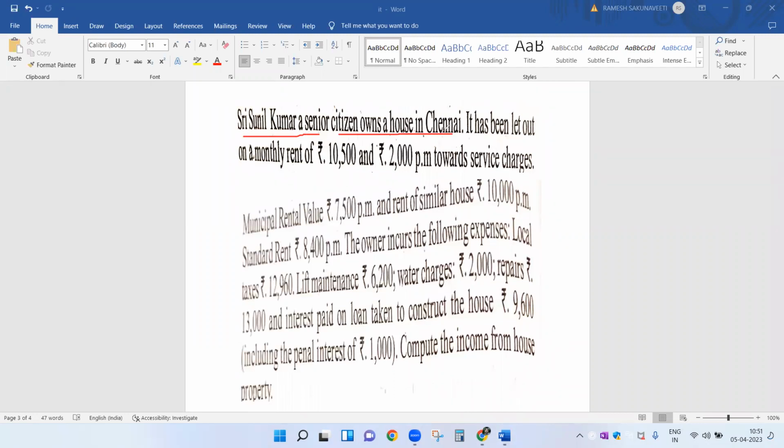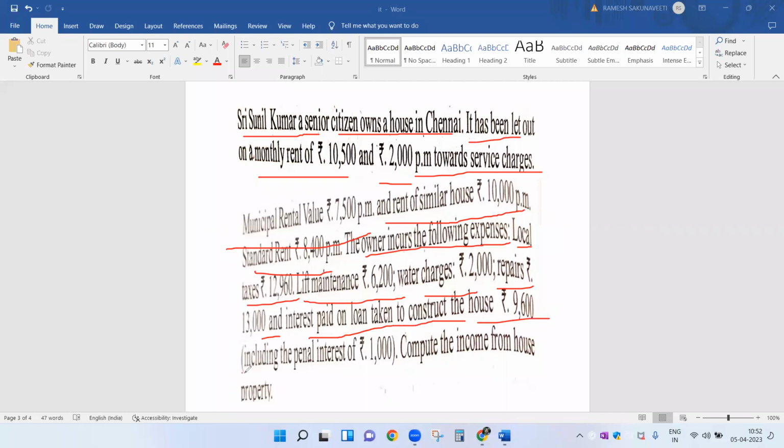Sri Sunil Kumar is a senior citizen, owns a house in Chennai. It has been let out on a monthly rent of 10,500 and 2,000 per month towards service charges. Municipal rental value 7,500, rent of similar house 10,000 per month, standard rent 8,400 per month. The owner incurs the following expenses: lift maintenance 6,200, water charges 2,000, repairs 13,000, and interest paid on loan taken to construct the house 9,600, including penal interest.